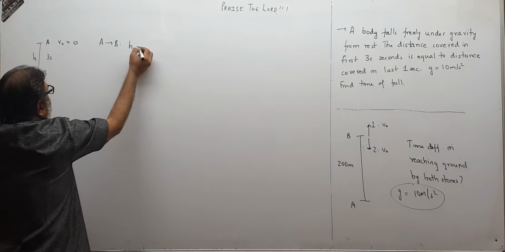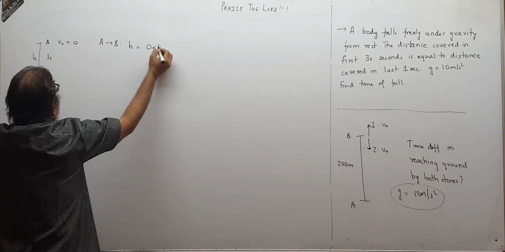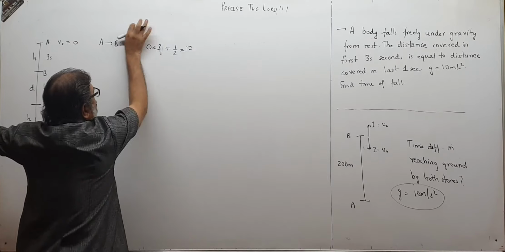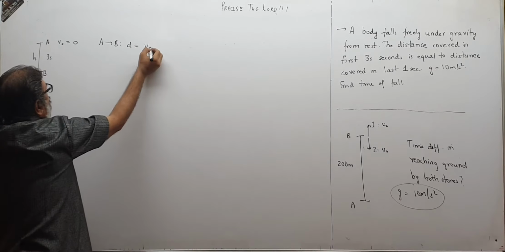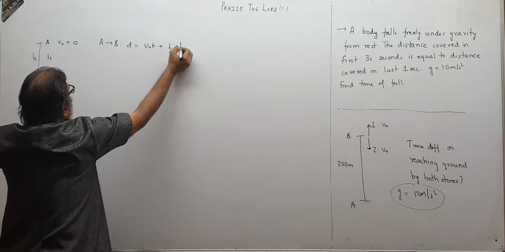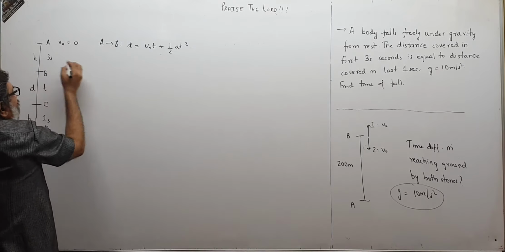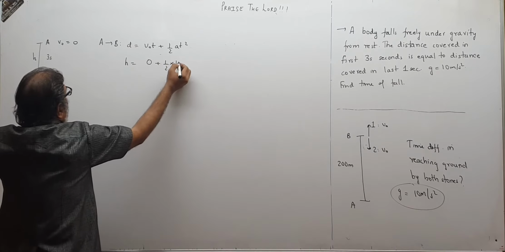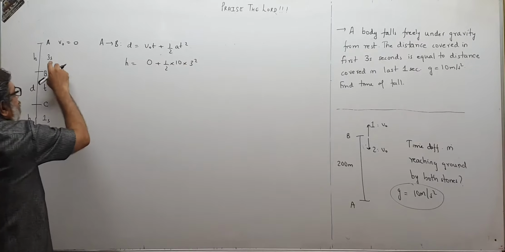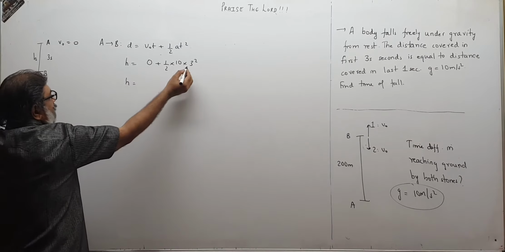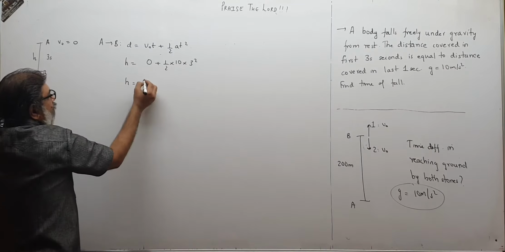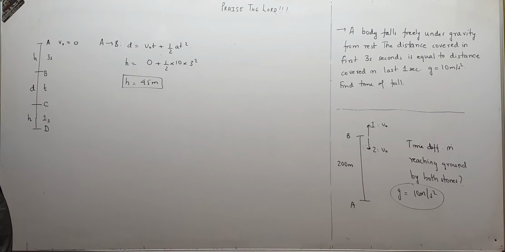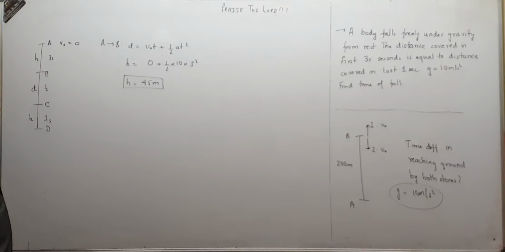Displacement is h. V0 into T, time is 3 seconds, plus half into G. First let me write the equation. D equals V0T plus half AT squared. So displacement h, initial velocity 0, so plus half into 10 into 3 squared. So h becomes equal to 90 upon 2, 45 meter. So I get height as 45 meter. So this is 45 meter, so this also is 45 meter. That I come to know.